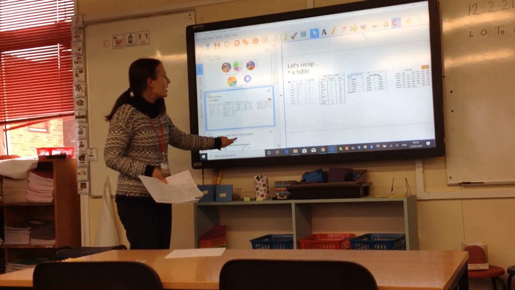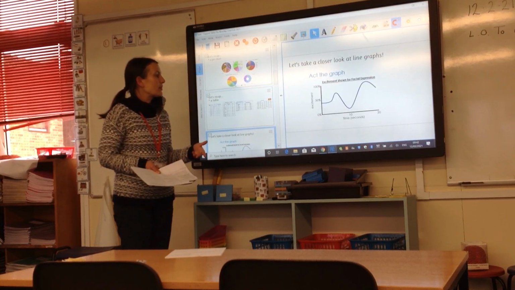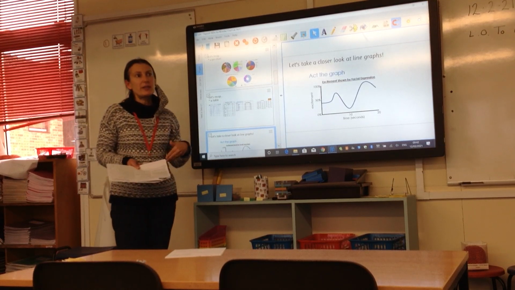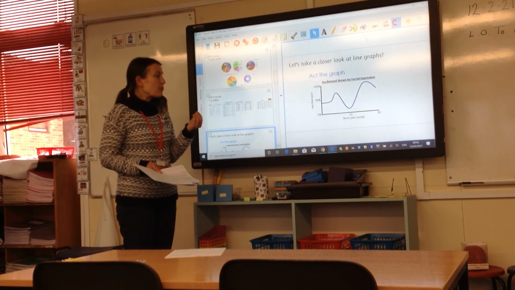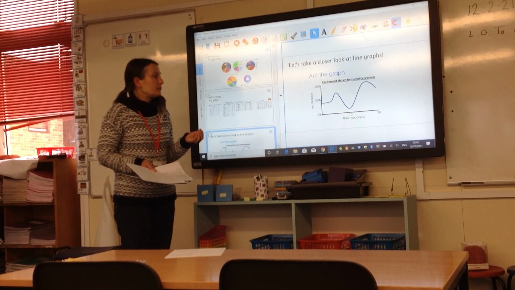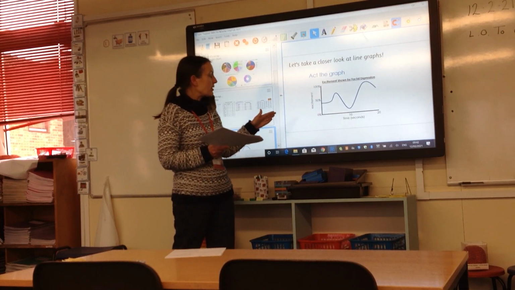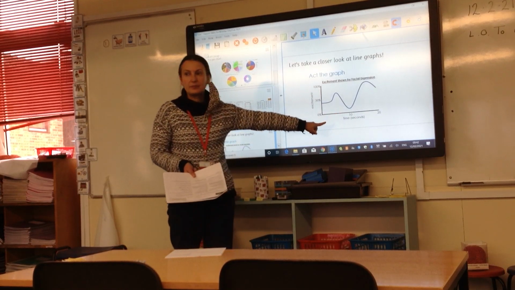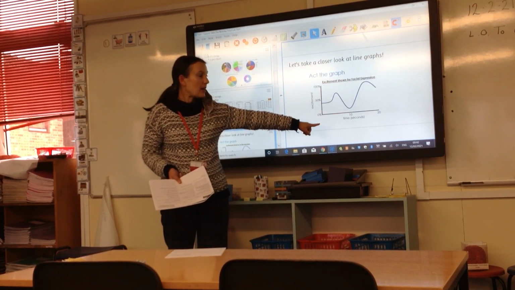Okay, so today looking at graphs. We've already said we're going to be focusing on line graphs. We've got to read them and understand them. So let's look at what do we know. Okay, so looking at this graph, what do we know? What's on the x-axis? The seconds. Yep, so we've got time.